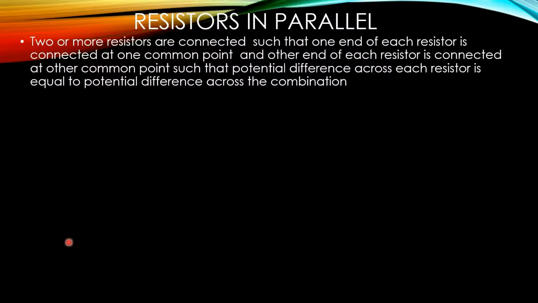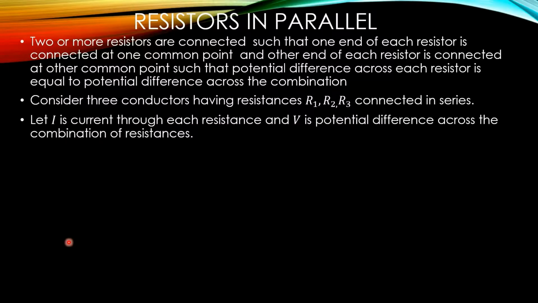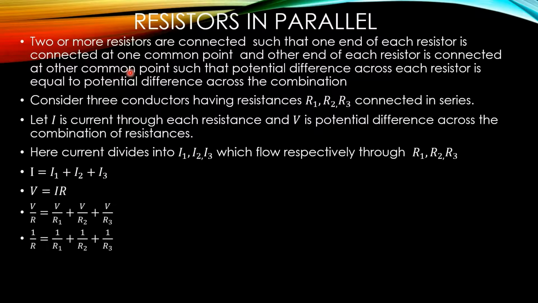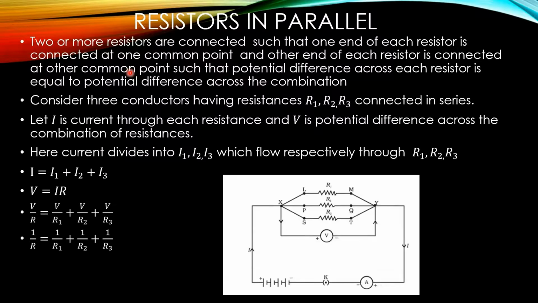Now, if resistors are connected in parallel, what is the meaning of parallel? If two or more resistors are connected such that one end of each resistor is connected at one common point and the other end of each resistor is connected to another common point, meaning one end of all the resistors is connected at one common point and the other ends of all resistors are connected at another common point.